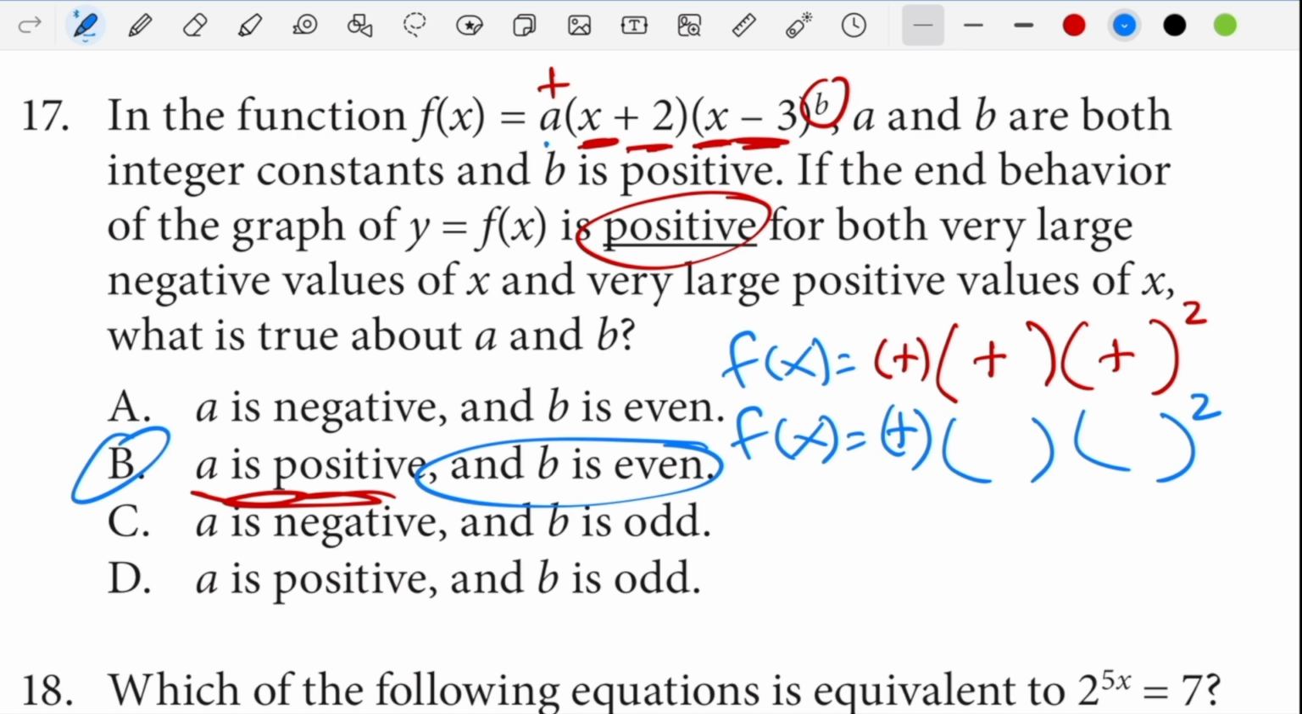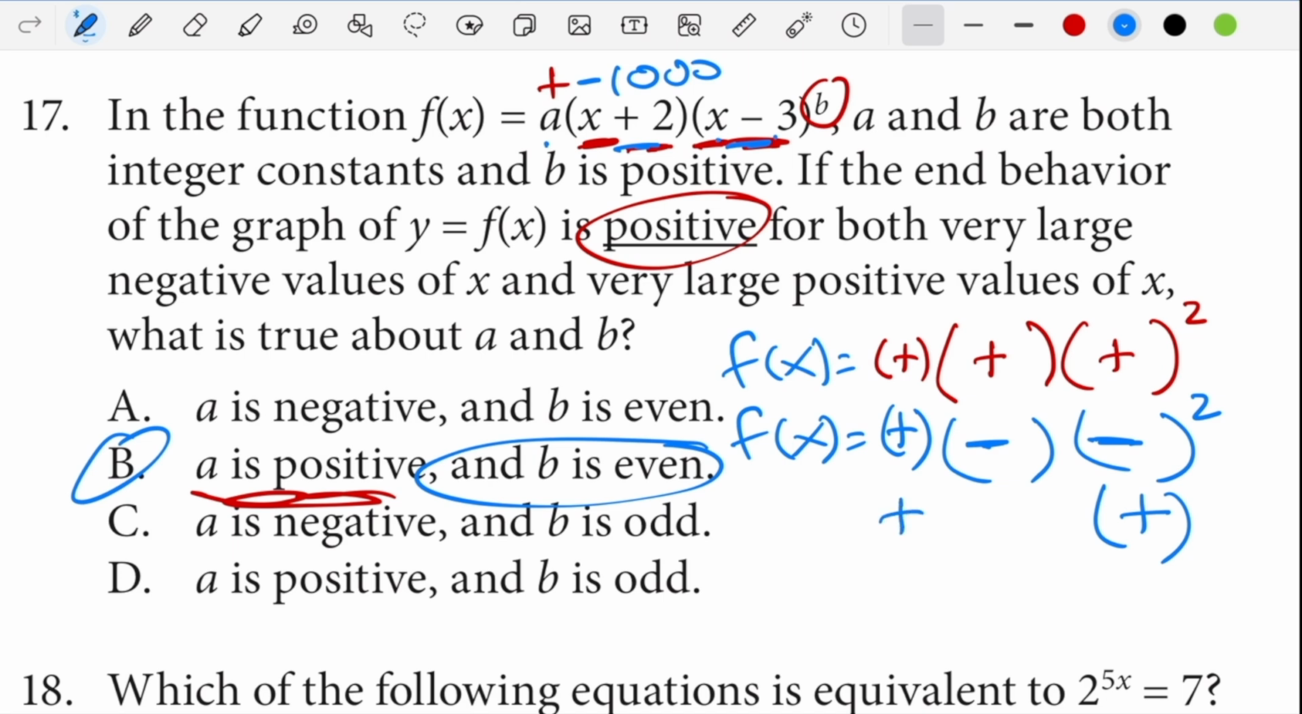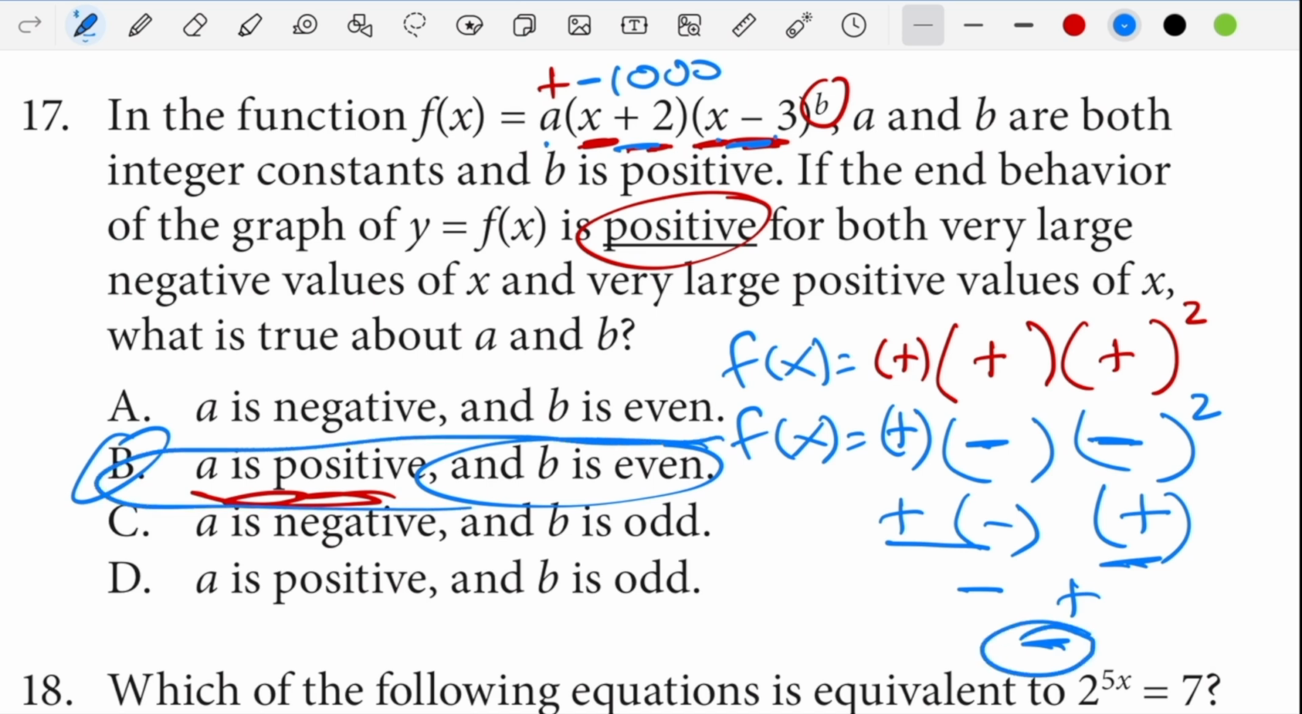Now, we just tried a 1,000 value. Now let's try a negative 1,000. So negative 1,000 plus 2 is going to give me a negative inside, and negative 1,000 minus 3 is going to give me a negative here. But a negative to an even exponent is going to turn into positive. So I have a positive here, I have a positive here, and I have a negative value. Positive times negative is going to give me negative, and negative times positive is going to give me negative. So my final answer is negative. So that doesn't work out. It has to work out when the value is a very big positive number, or negative as well.